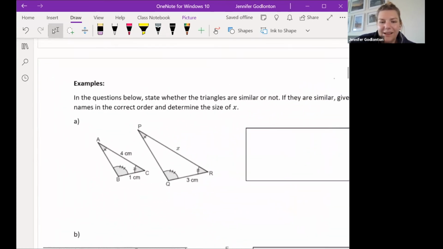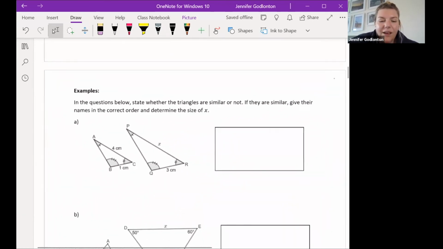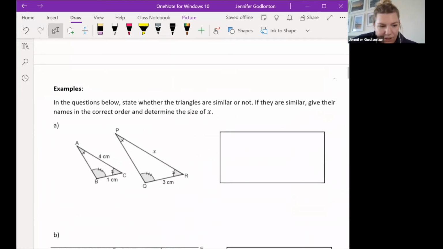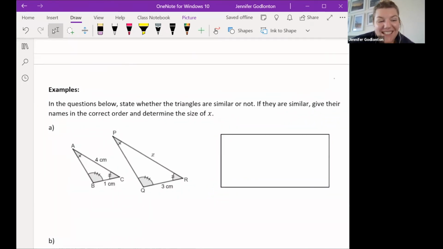You did super well, guys. Okay, so these questions, there's only 2 of them. In the questions below, there are 2 questions. You're going to state whether the triangles are similar or not. So you're going to look at them, and you're going to tell me if they are similar. And if they are similar, you're going to give their names in the correct order, and then you're going to tell me the size of X.